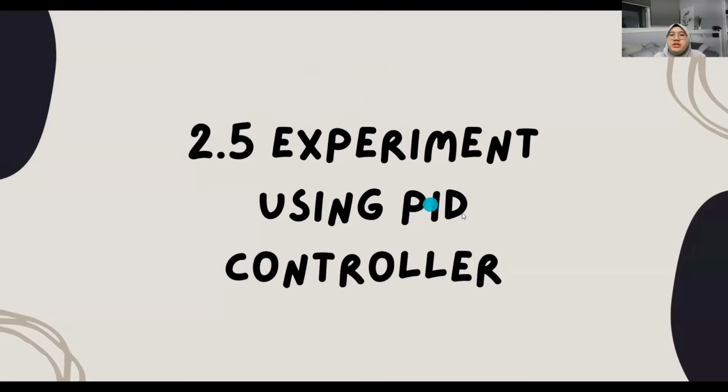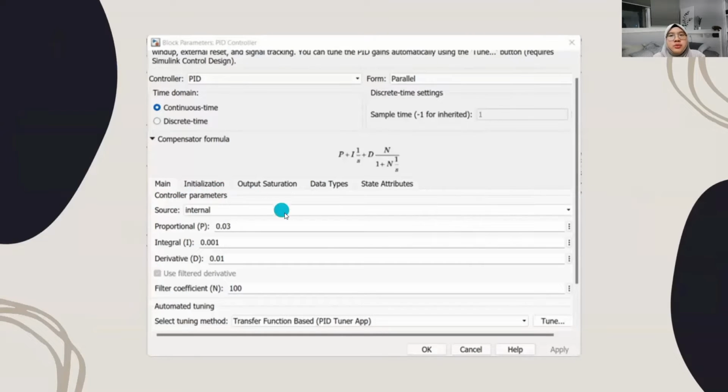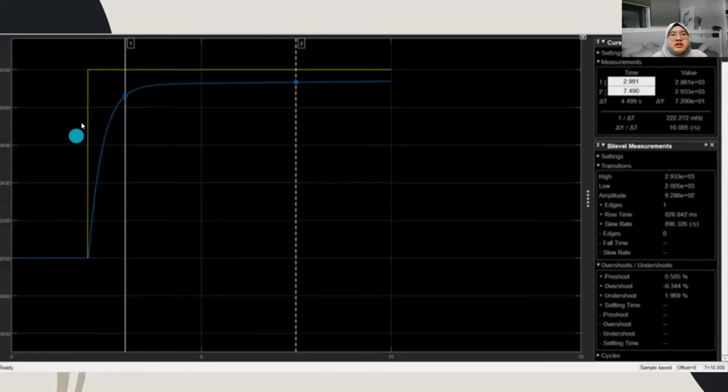2.5, experiment using PID controller. The block diagram for PID is also the same thing. We choose the controller PID in the parameter block. And after running, we modified the value of P, I, and also the derivative value. And we choose the PID controller. After we run and get the result, the output is below the input.